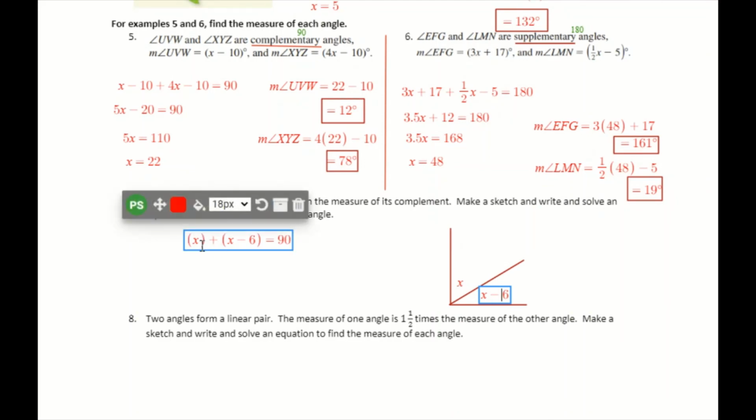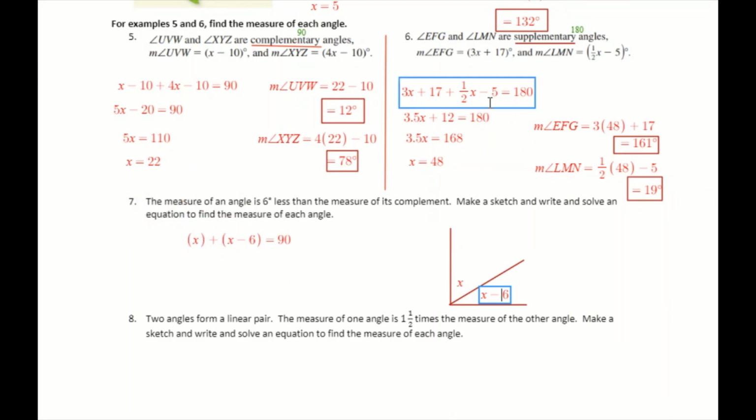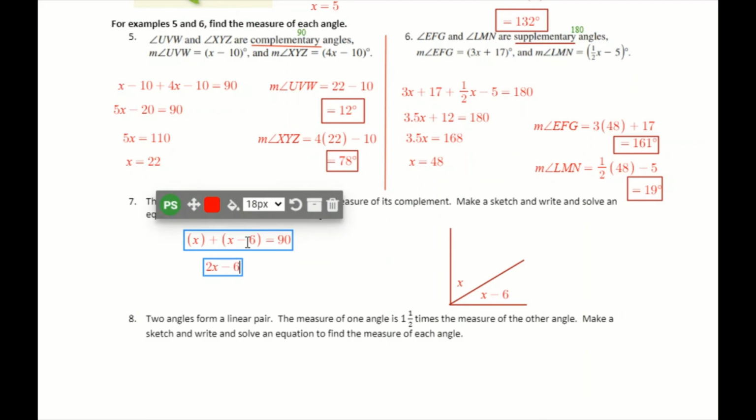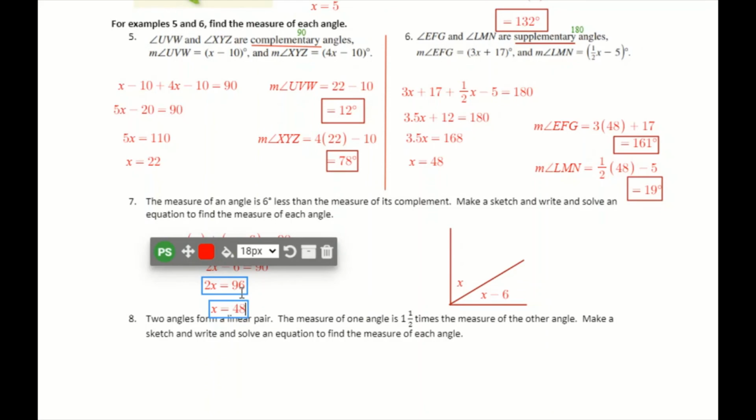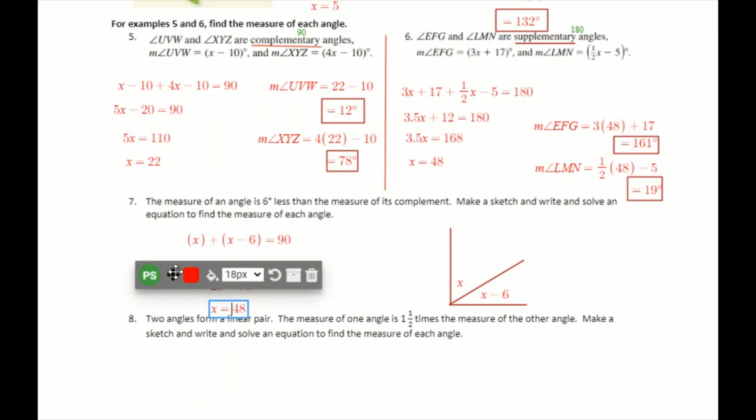Okay, so we need to know what x is to be able to do that, and we're going to kind of follow what we did up here. So x plus x is 2x, and 2x minus 6 is 90. Add 6 to both sides, and we get 2x equals 96. So x is 48.